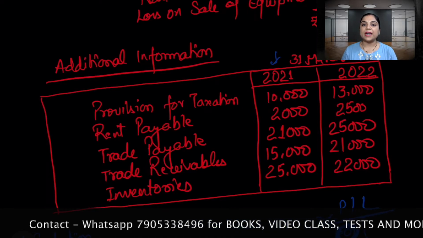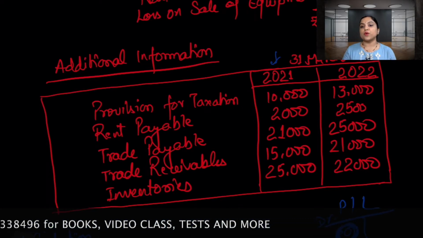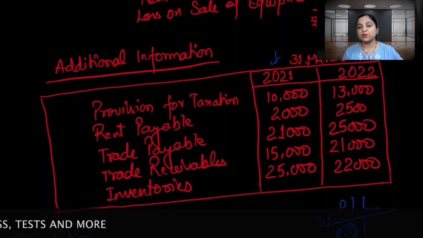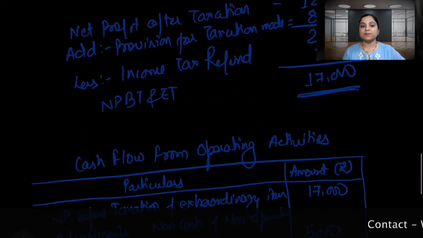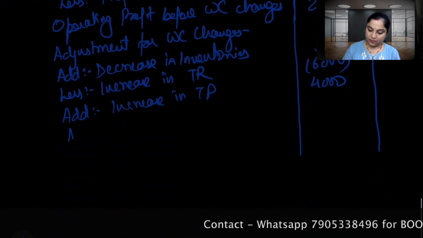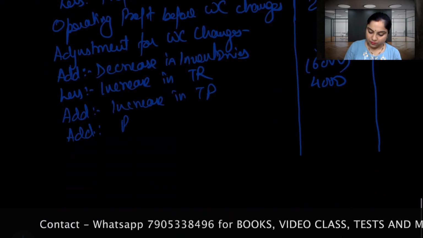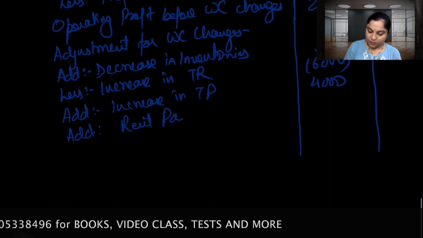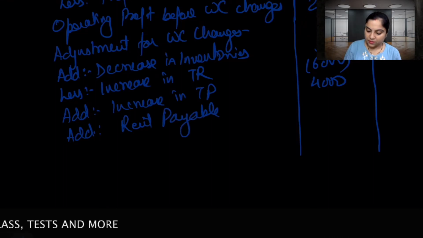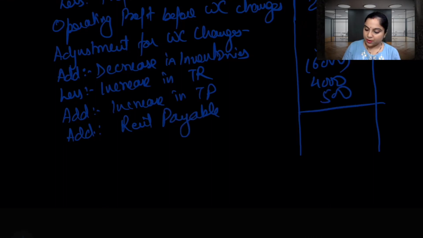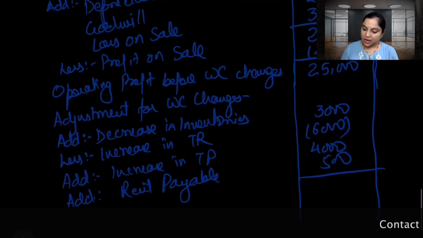Okay, so rent payable means it's due from you, it's still kept in your pocket, with the amount of 500 rupees that you need to pay. Rent payable is 500 rupees. Please calculate this.